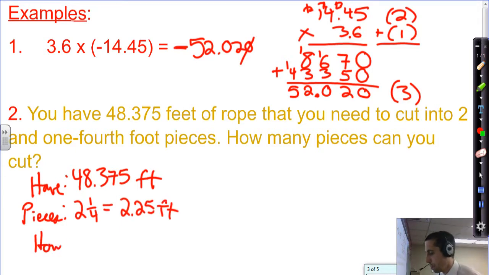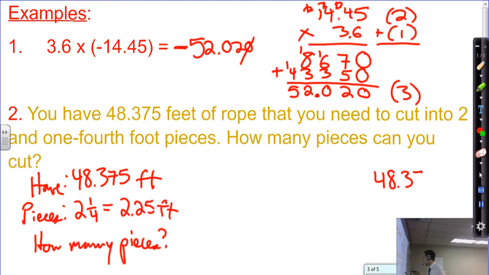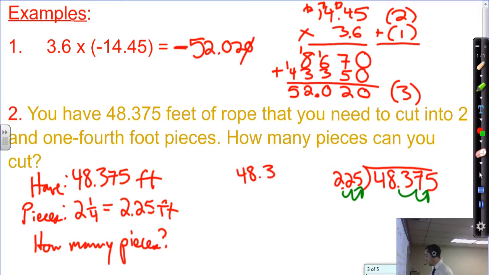And we're wondering how many pieces. So let's do some work. Originally, this problem would look like 48 and 375 thousandths divided by 2 and 25 hundredths. Because we're dividing, we're going to take this total amount of rope and split it up into parts. So we need to divide. But we know that we want to swoop this decimal to the wall. That would be 2 moves. So we'll have to swoop it 2 places in the dividend as well. Now this is going to give us some more manageable numbers to work with.